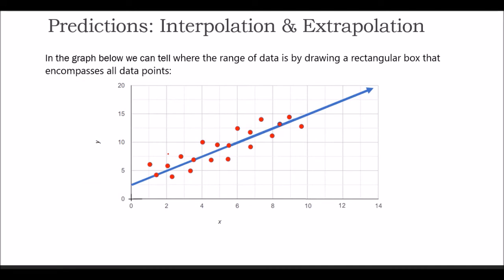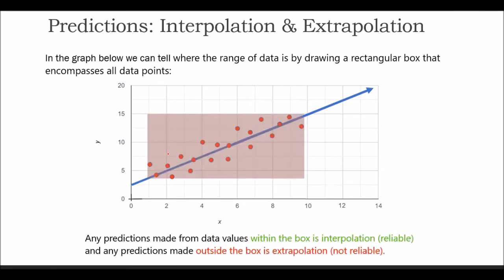All right, now we're going to make a prediction with the data that we have. So we've been looking at this graph this whole time. In the graph below, you can see where the range of the data is by examining, or imagining, a rectangular box. This rectangular box will sort of determine your range. Anything outside of the box is going to be considered extrapolation. Anything within the box is interpolation.